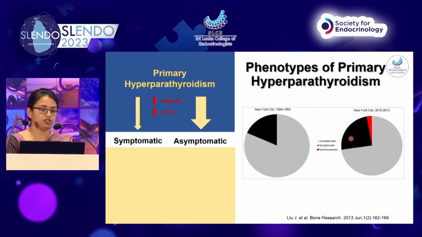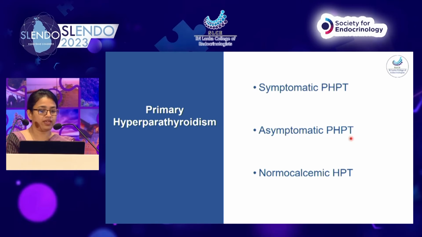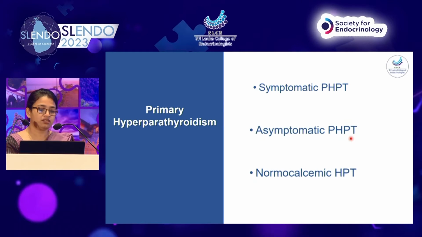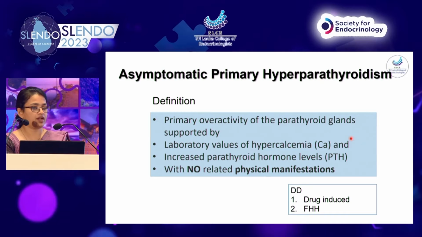So what is this terminology? We know that primary hyperparathyroidism is basically high calcium levels and high PTH levels, with the majority being asymptomatic in the literature. Normocalcemic hyperparathyroidism defines a normal calcium level with increased PTH levels, and again, both symptomatic and asymptomatic groups can exist. So in my talk, I will mainly concentrate on asymptomatic hyperparathyroidism and normocalcemic hyperparathyroidism.